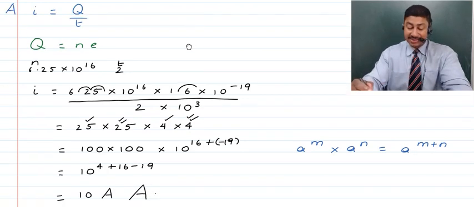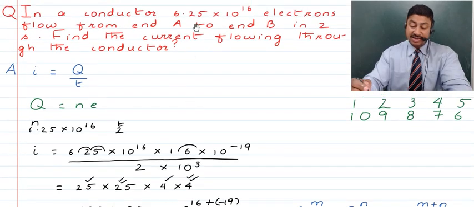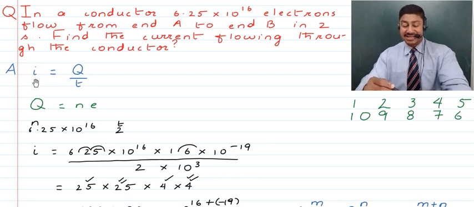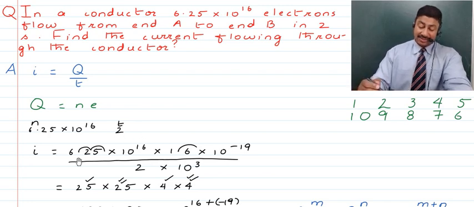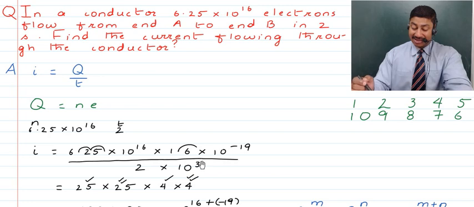So here children, I'll just quickly be discussing the question. In the question, you've been given in a conductor 6.25 in 10 raised to the power 16 electrons flow from end A to end B in 2 seconds. Find the current flowing through the conductor. So if you require to find out the current, then current is equal to charge upon time, as you've been given the number of electrons. So the formula for charge is going to be N into E. Now the number of electrons is 6.25 in 10 raised to the power 16. That can be registered, and the time taken, 2 seconds, can also be registered, as I is equal to Q upon T. So multiply the number of electrons with the charge of an electron and divide it by the time.